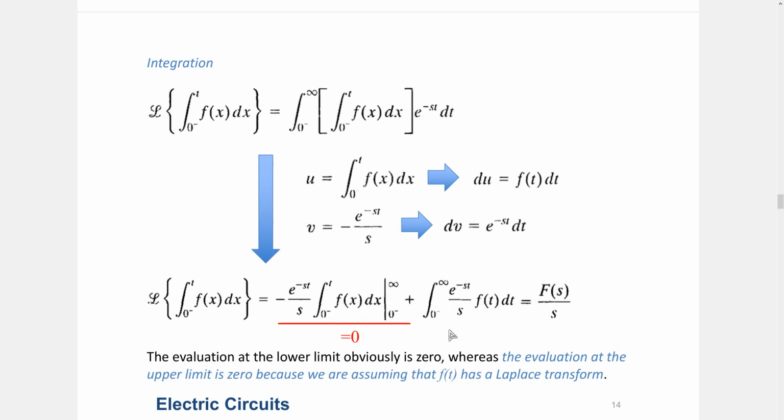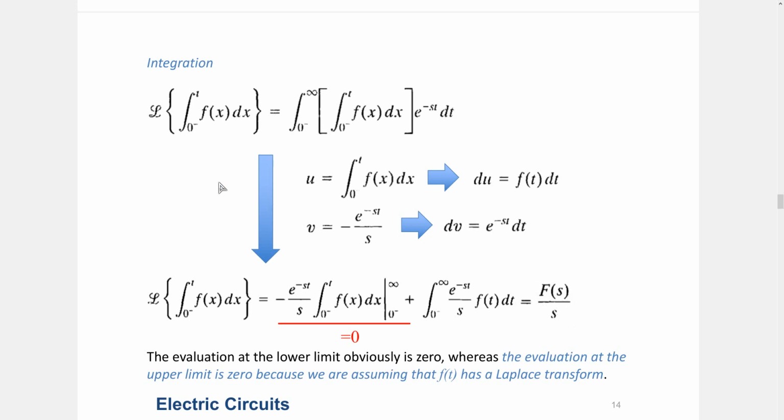Now this, as you can see, is the F(s) already. So we get 1 over s times F(s). When we are taking the derivative, we get s times F(s), and when we are taking the integration, we get the reciprocal, which makes sense because differentiation and integration are opposite operators to each other. So in the frequency domain, we obtain 1 over s times F(s).